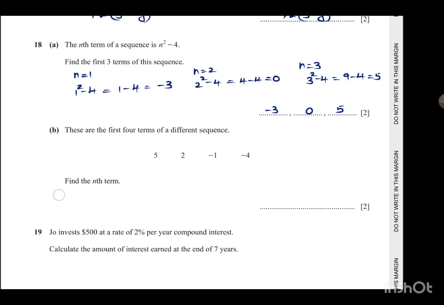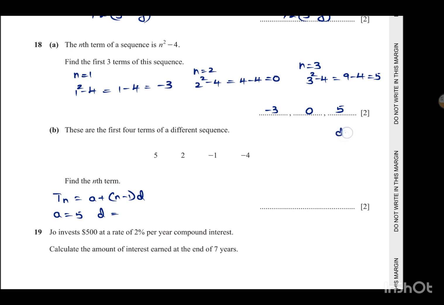The nth term is Tn is equal to a plus (n minus 1) into d. Now this sequence, what is a? A is the first term, which is 5. What is d? d is the difference between the terms. So just find out that.